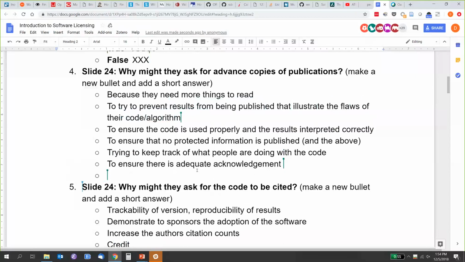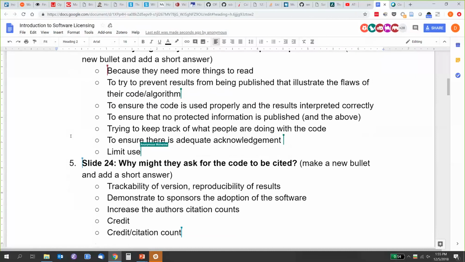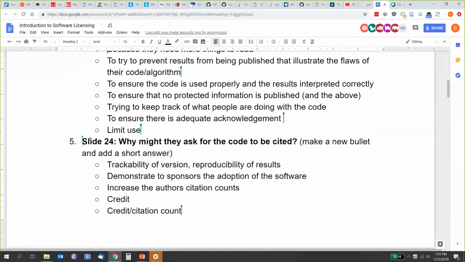All right, we've got some answers here. Let's take a look at what people have said. So why might they ask for advanced copies of the publication? To try to prevent bad results from being published, try to make sure that the results are interpreted correctly, try to ensure that no protected information is published, track who's using the code, ensure that there's adequate acknowledgement. Those are all very reasonable ideas.